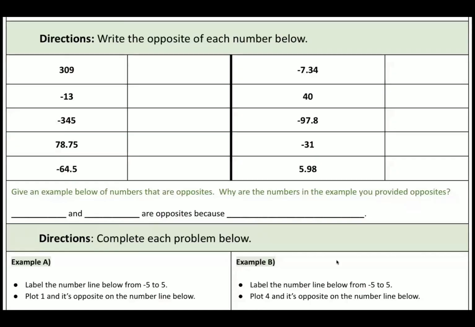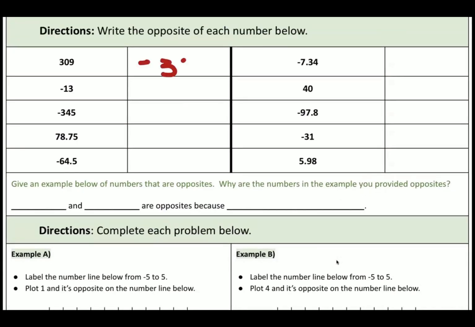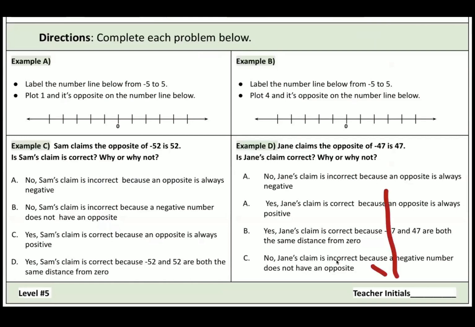This video is not going to go over all of the answers on this page, but to make sure you're on the right track. For the first column, you should have had the opposite of 309 is -309. Then you should have had 13, 345, -78.75, and 64.5. Go ahead and complete the rest of this page on your own, then check in with your teacher.